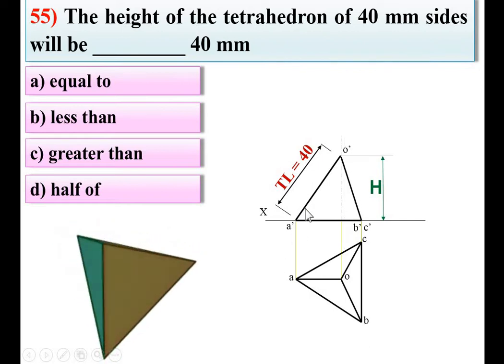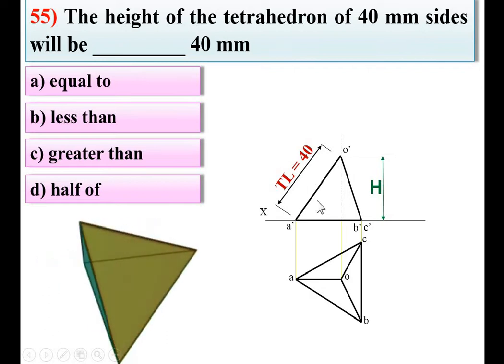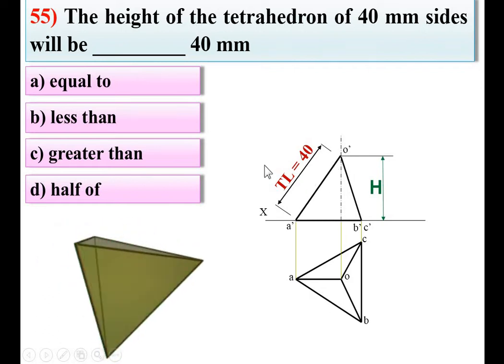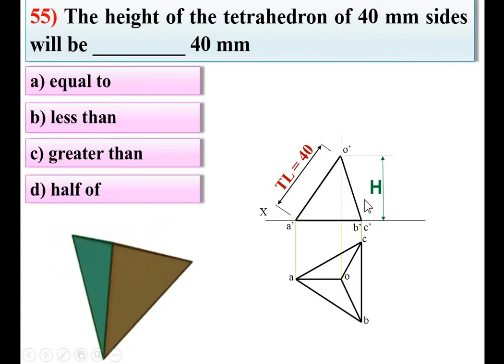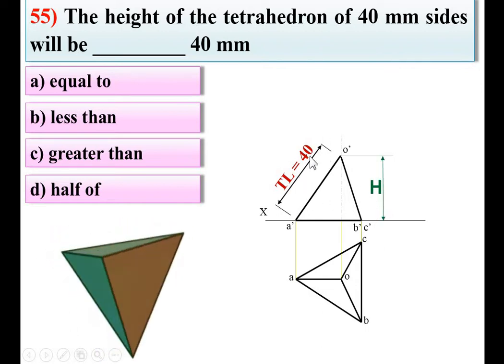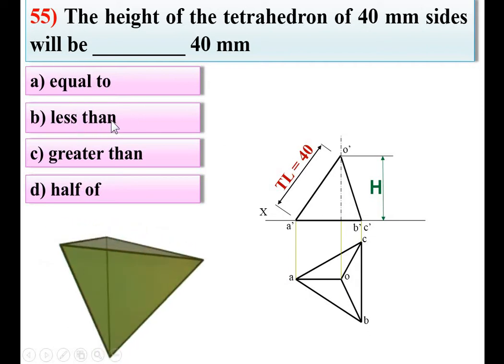And here you know that this is actually the true length 40 mm of the tetrahedron, and this one is the height. So from the figure you can understand that the height is always less than 40 mm. So here B is the right answer.